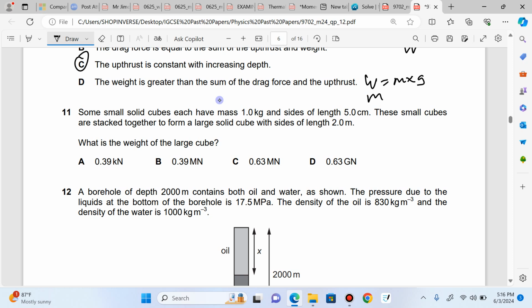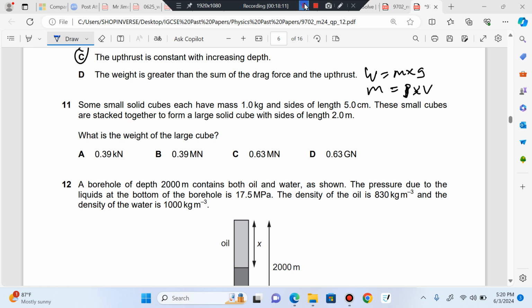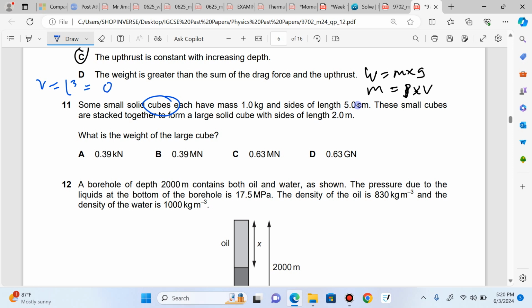How do you get the mass? Mass equals density multiplied by volume. Now how are we going to get the volume? According to the question, each 1 kilogram cube has a length of 5 centimeters. Then volume is L cubed, which is the formula for the volume of a cube. Don't forget that the question has referred to them as cubes. So what is the length? If you convert 5 centimeters to meters, you get 0.05 meters.